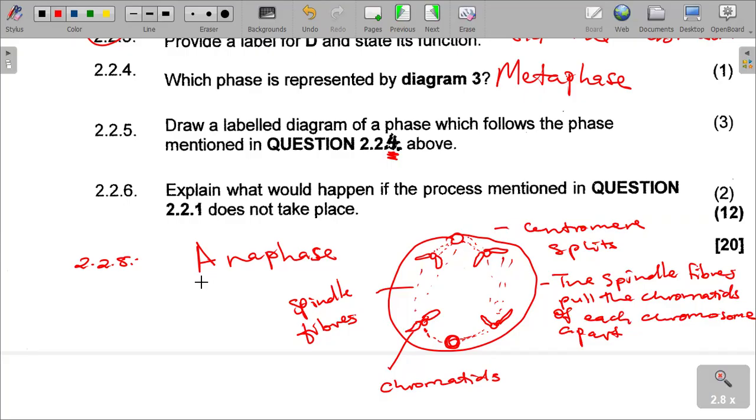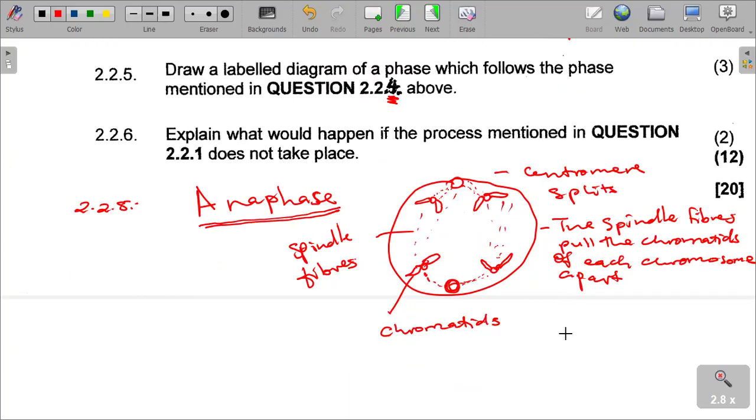You should understand the next stage which follows is anaphase. So the moment you put the anaphase, and then the centromere splits, and you also indicate that the spindle fibers pull the chromatids of each chromosome apart, you are all right.